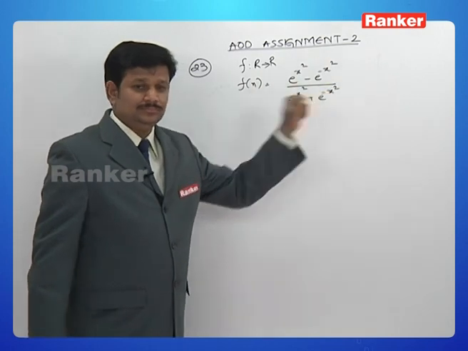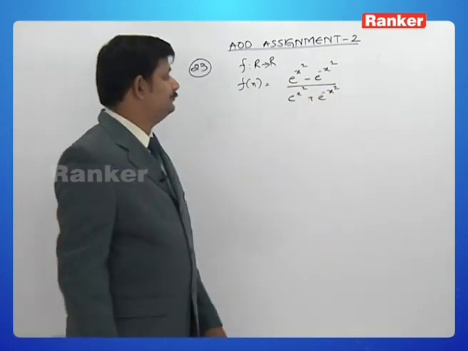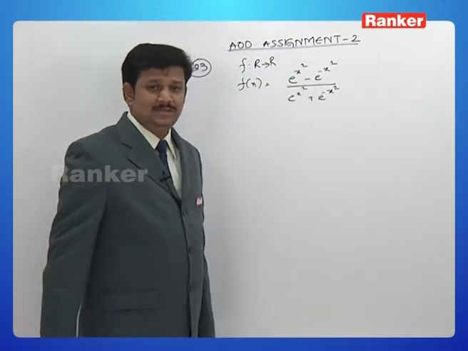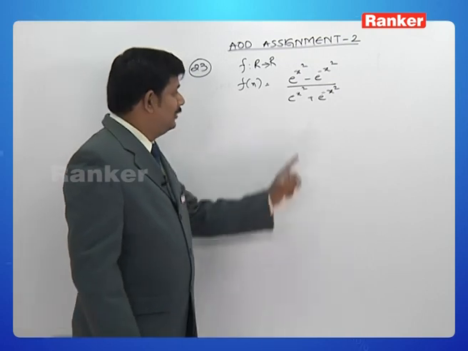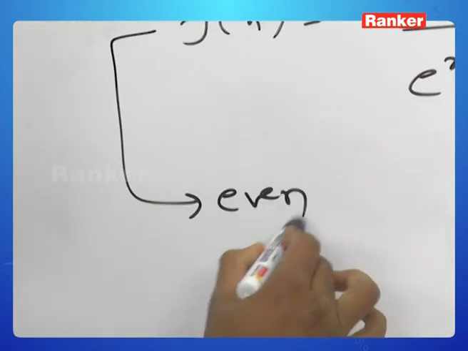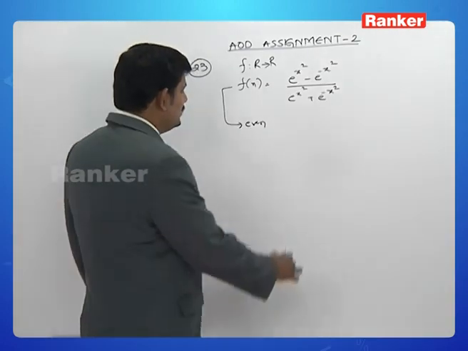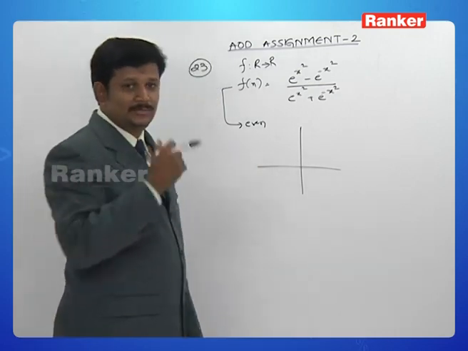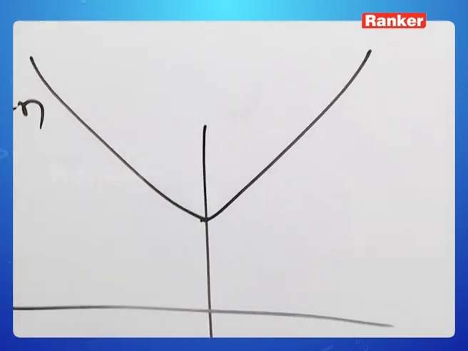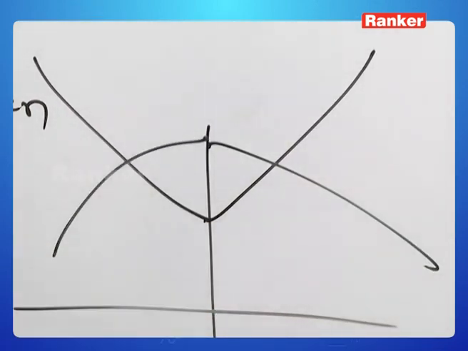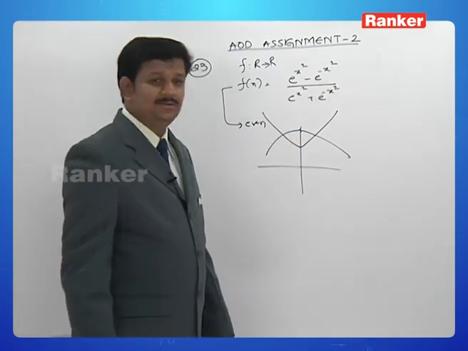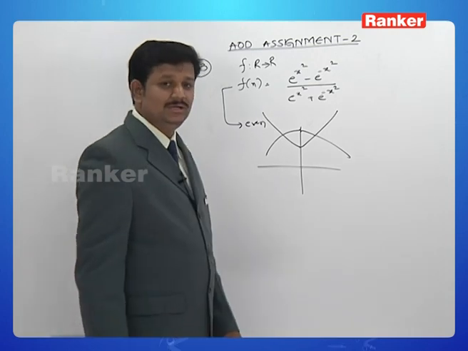All through you can see x square. Because there is x square throughout, this is an even function. F is an even function. And when it is an even function, there will be symmetry about the y-axis. If it is increasing on this side, it will be decreasing on this side. If it is decreasing on this side, it will be increasing on this side. And whenever a function is even, it can neither be strictly increasing nor be strictly decreasing.